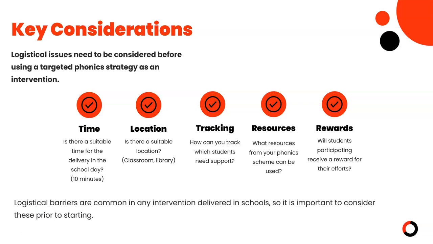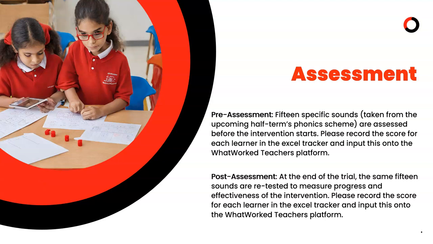So finally, logistical barriers are common in any intervention delivered in schools, so it's important to consider these prior to starting. So moving on to the assessment. For the pre-assessment, identify 15 specific sounds taken from the upcoming half-term's phonics scheme, and these are assessed with each pupil before the intervention starts. This can be completed by a TA or a teacher. Please record the score for each learner in the Excel tracker and input this onto the What Worked Teachers platform.